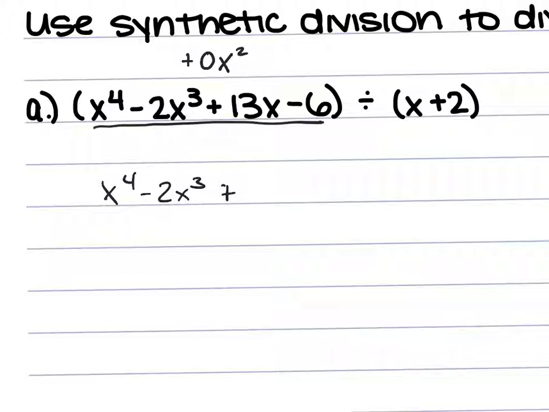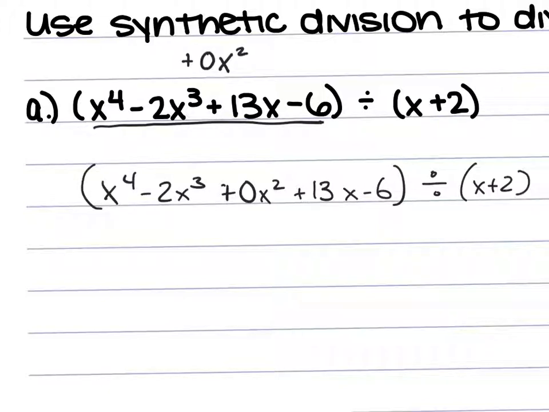So here's what I did: I just rewrote it. Oh, I didn't rewrite it. I started talking and my hand got writing faster than my brain could work. 13x minus 6. So all I did was rewrite that with the missing term in there, divided by x plus 2.